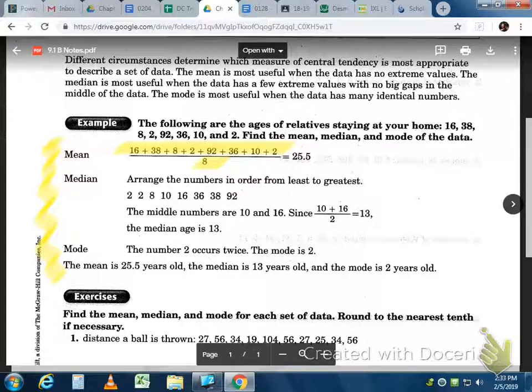25.5. Now, was there a 25-year-old in the home? No. So the mean doesn't have to be a number that's actually in the list. All right, median. For median, you've got to put the numbers in order from least to greatest.